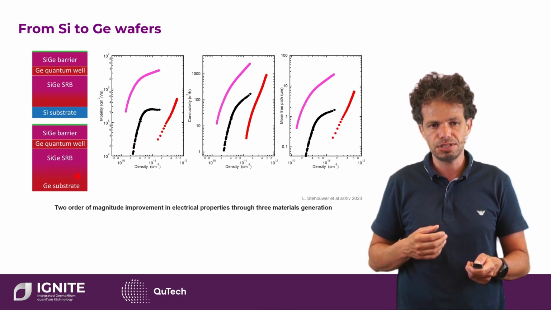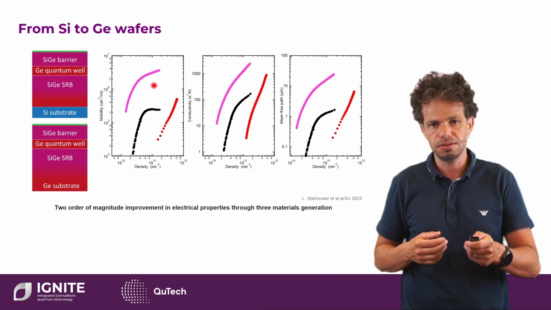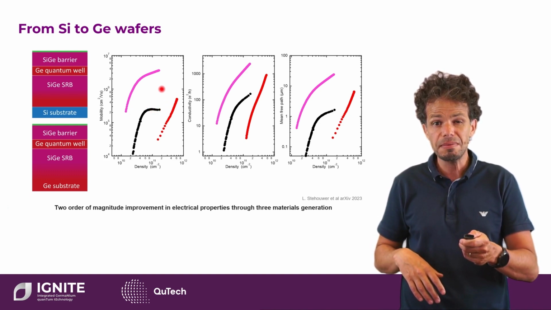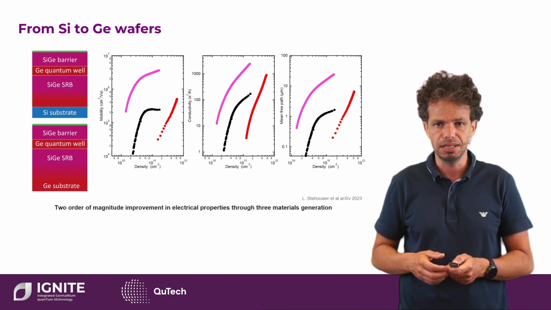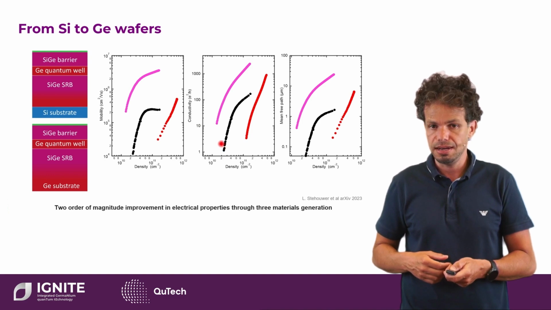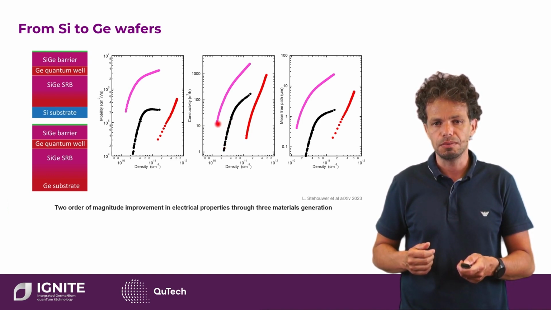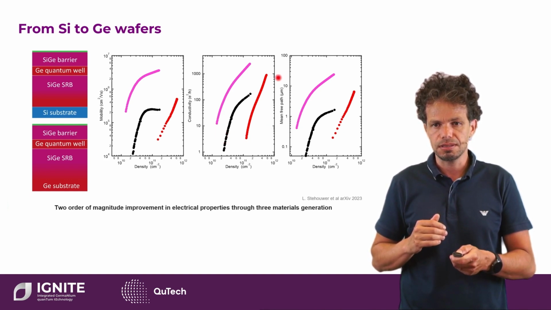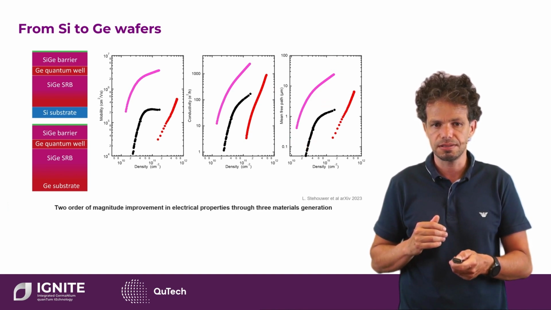Now, what happens if we change the substrate? In terms of mobility, you see a dramatic boost. You go from a maximum mobility of about 200,000 to more than 3 million. That's more than an order of magnitude improvement in mobility. Most importantly, you also have an improvement in the percolation density, which is now about 1 times 10 to the 10. And overall, the mean free path that you can calculate is much, much larger in this structure.